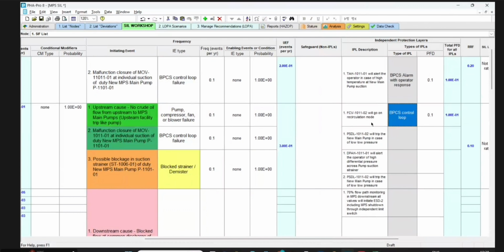For example, this flow control valve FT and this PT should not be on the same IO card. Yes, it is not the same IO card. I mean, they have to ensure that while implementing it. Yes, of course.